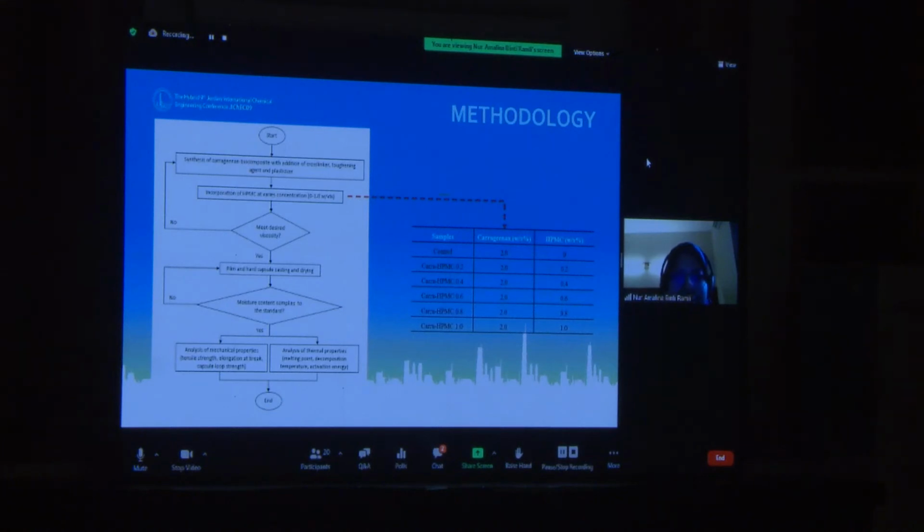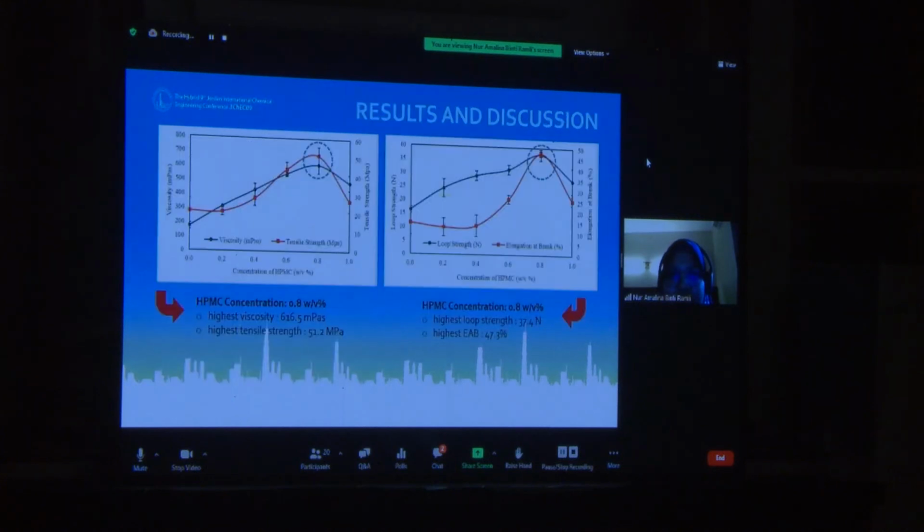Okay, this is the methodology of my study. We start with the synthesis of carrageenan biocomposite. There are also a cross-linker, toughening agent, and plasticizer added in the carrageenan matrix. And we manipulate the concentration of HPMC in a fixed amount of carrageenan, from 0 to 1% of HPMC. If the viscosity meets the desired viscosity, we then prepare the film and hard capsule, and then we measure the moisture content. If it complies with the standard, then we do further analysis on the mechanical properties and also the thermal properties of the hard capsule.